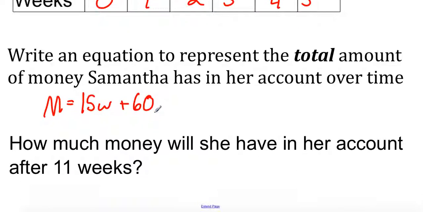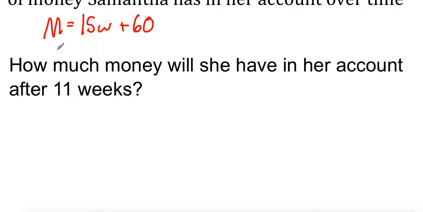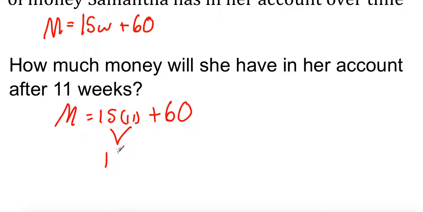And we do have another question which asks how much money she will have in her account after 11 weeks. So I'm going to use this equation that I created in order to find out. I'm going to substitute the number of weeks, which is 11, for the variable w. So 15 times 11 is 165. And I can't forget about that plus 60, because that's how much money she started with in her account. When I find the sum of these two numbers, I get that she has $225 in her account.